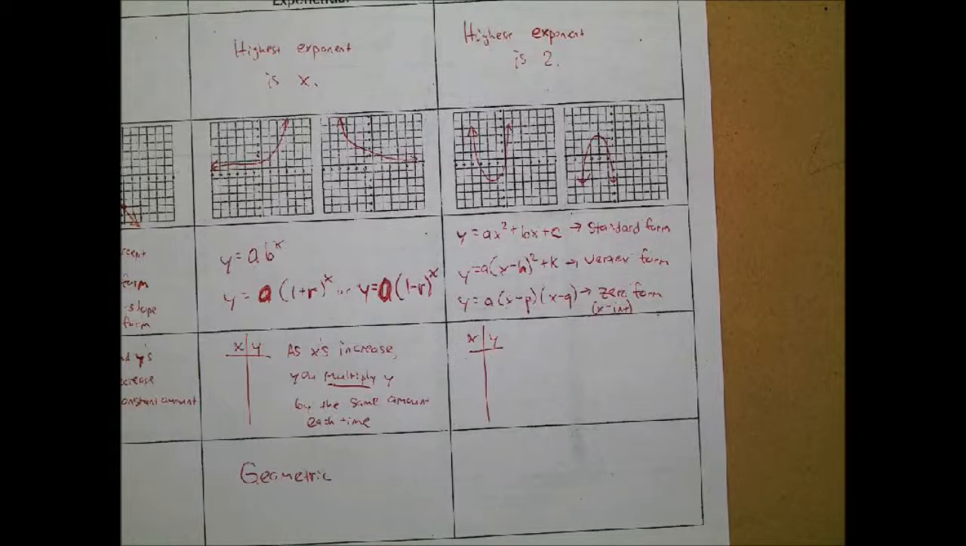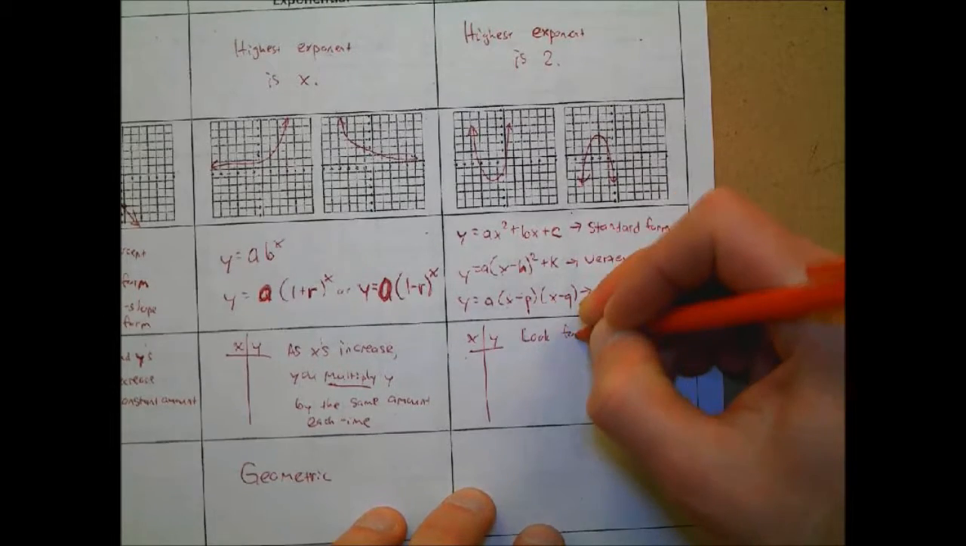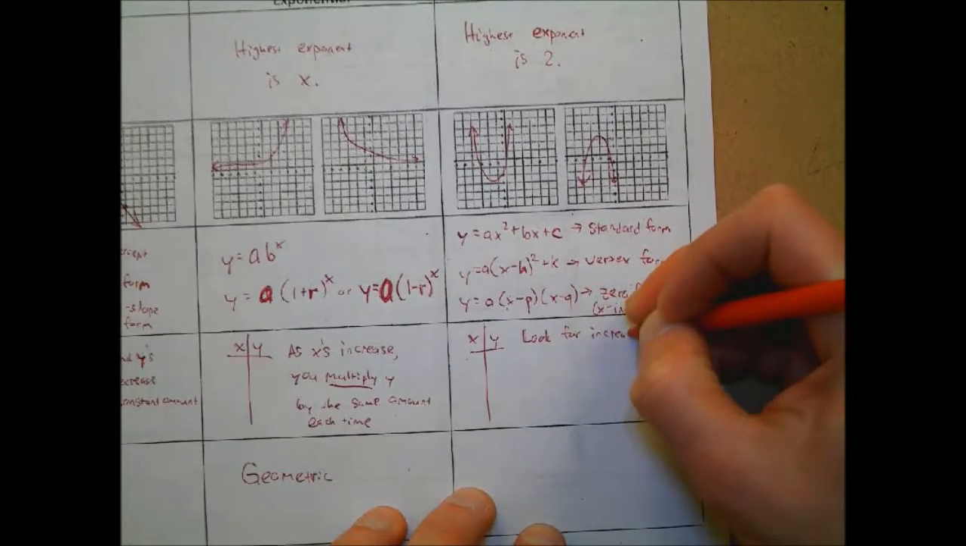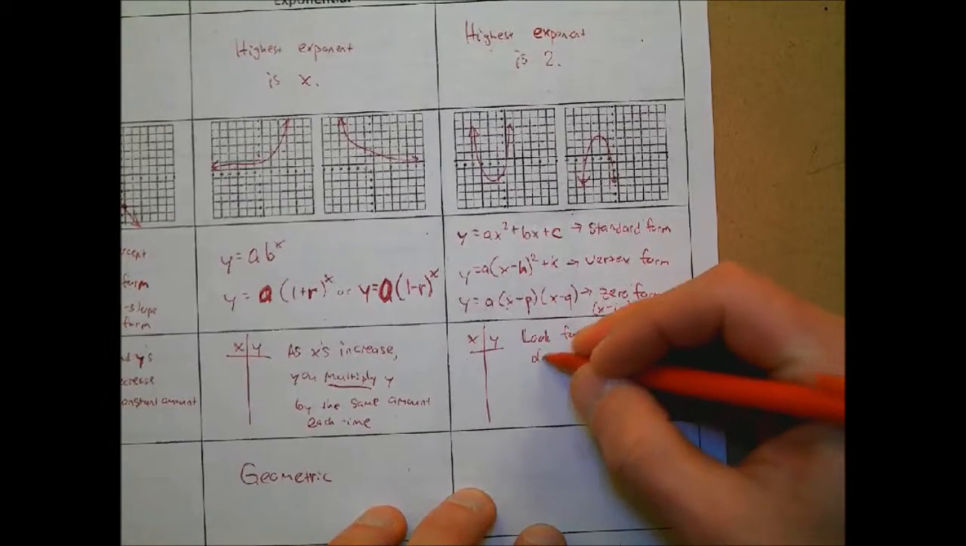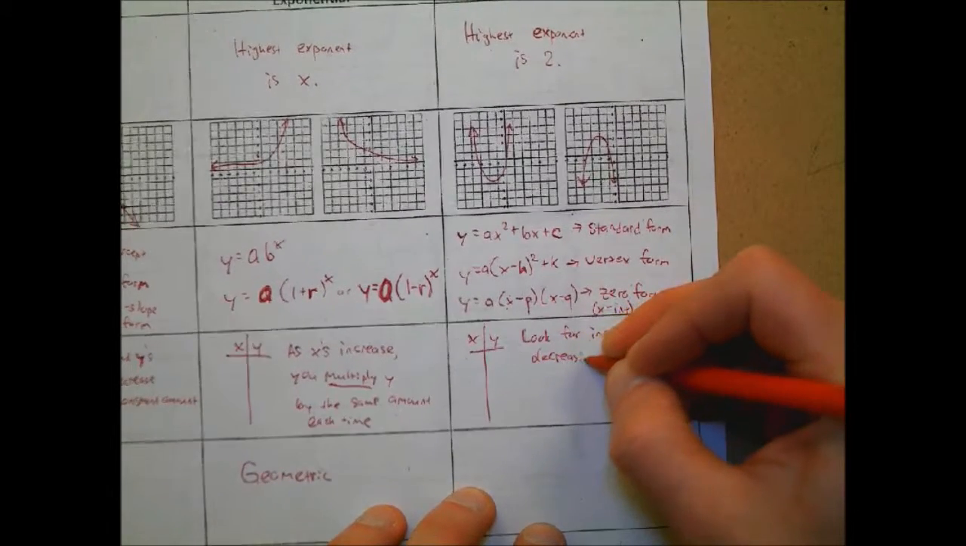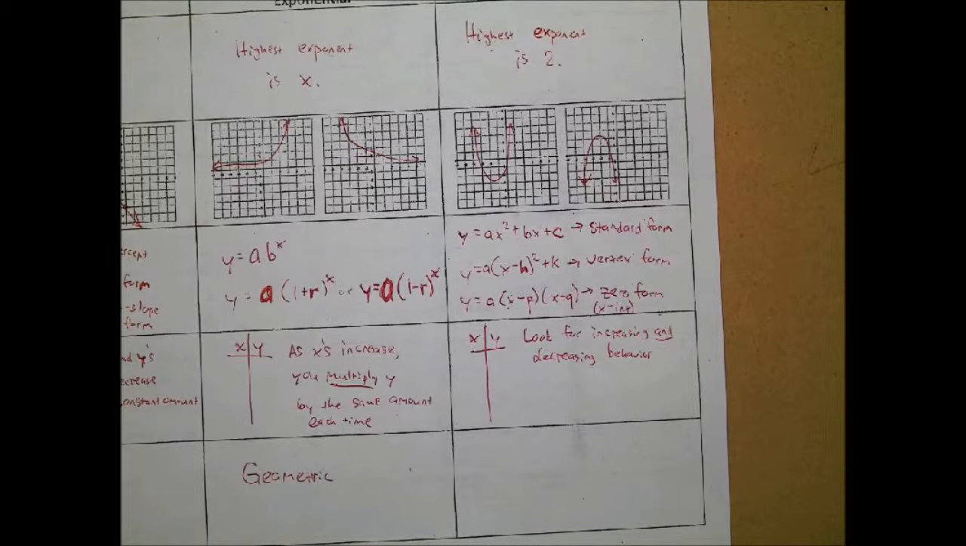Okay. So here, what can you look for? Look for increasing and decreasing behavior. In other words, you might see both increasing and decreasing. Linear will not both increase and decrease. Exponential will not both increase and decrease. But quadratics can increase and decrease. Okay?